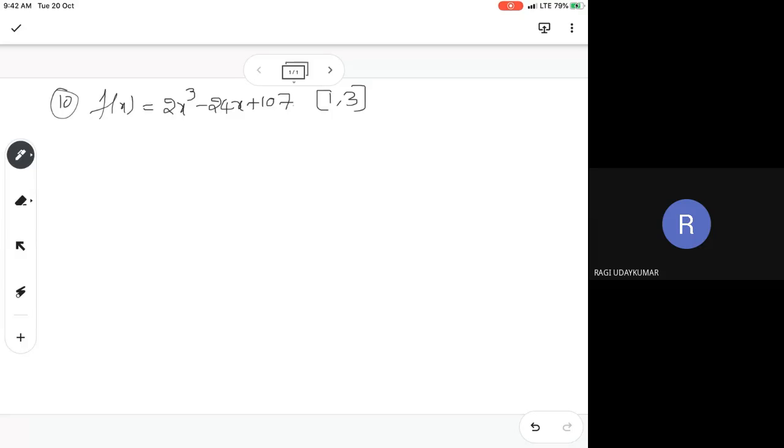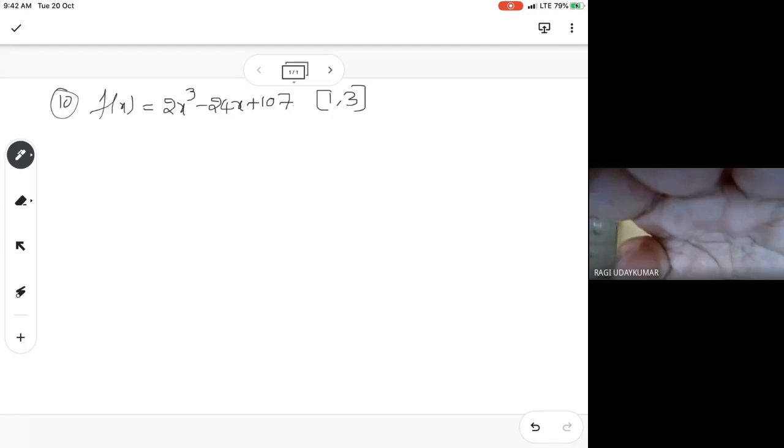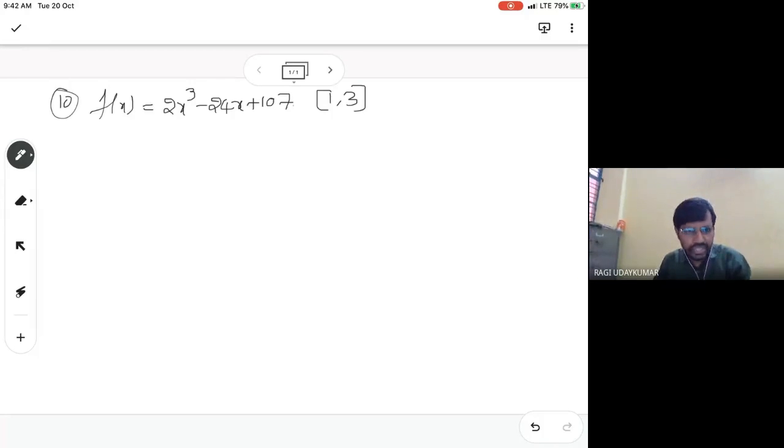Did you get my point here? So here, what we have to do? Closed interval is given. So the starting point of the closed interval, the ending point of the closed interval, and the critical points. In all these points, you need to find out how the function behaves. Okay, did you get my point?